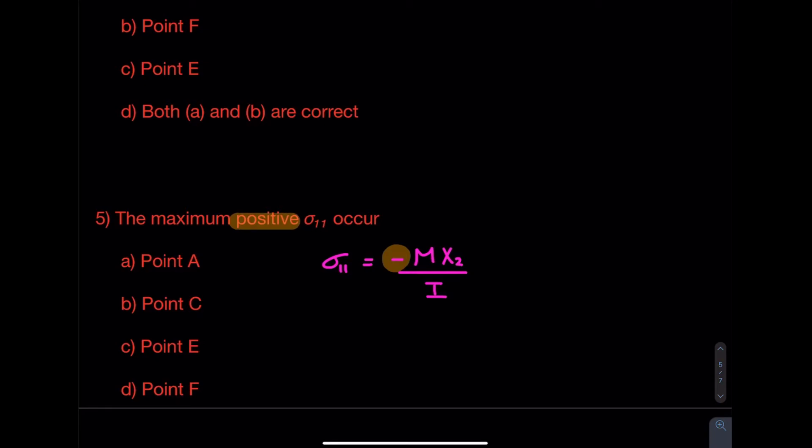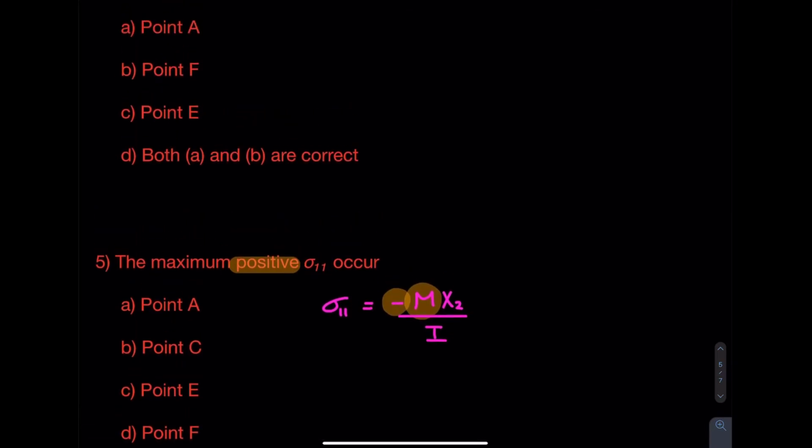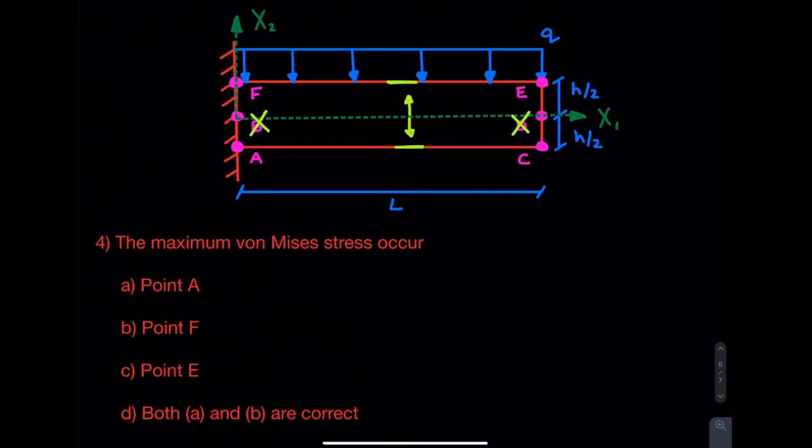The thing to keep in mind here is our moment. Since our distributed load is going down, our moment's going to be negative, so it's actually going to counteract that. Therefore, if my x2 is going downwards, I will have a negative sigma 11. So what I can do is say, all right, if x2 is going downwards, I'm going to have a negative sigma 11. Therefore, point A as well as point C can also be eliminated because those two would result in a negative sigma 11 when the question wants us to have a positive. So if we look at this, there's only two points remaining, point F and point E.